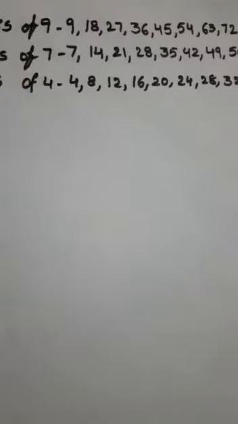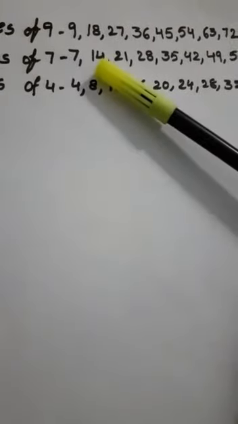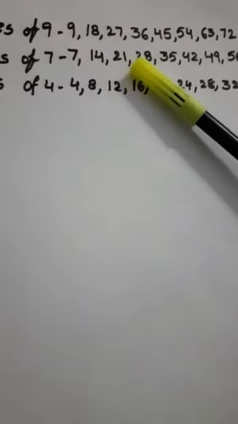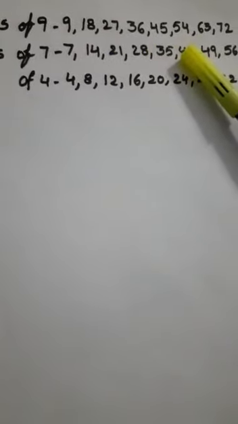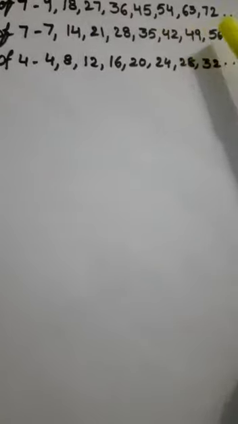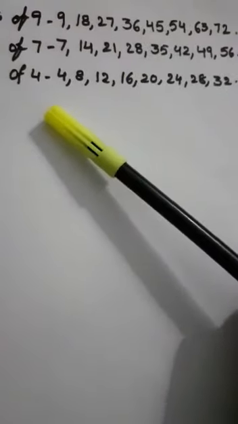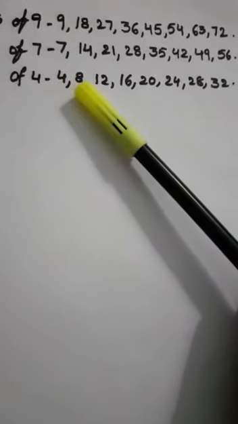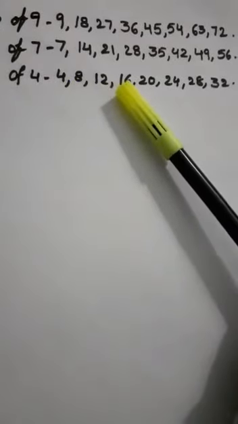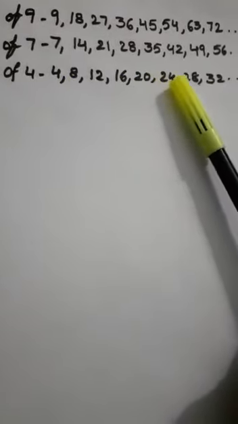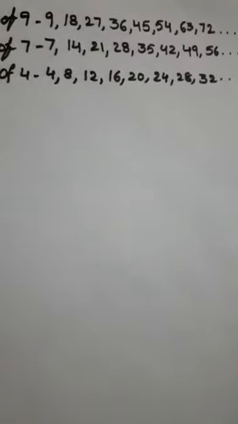Now second one, multiples of 7. Multiples of 7: 7, 14, 21, 28, 35, 42, 49, 56, and so on. In the same way, multiples of 4: 4, 8, 12, 16, 20, 24, 28, 32, and so on. So those who did 3 sums correct, for them I am giving 3 stars.